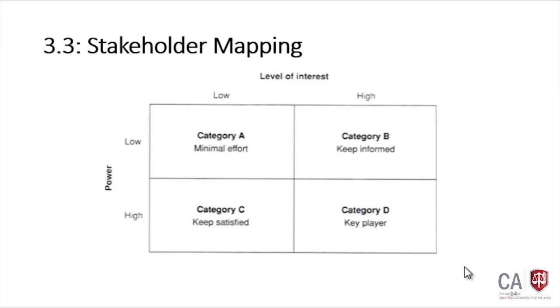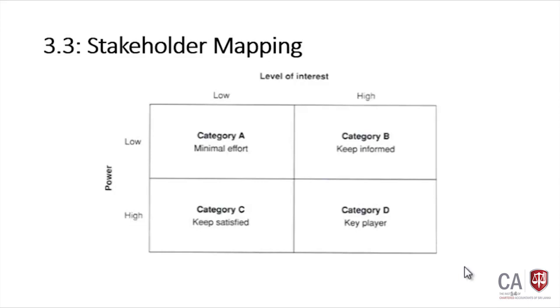Then look at category C, their level of interest is very low, but their power is high. What is an example? For example, government ownership in a government company. If you look at a government company, government power is high but their level of interest is very low. I am talking about small government organizations. The Indian government is not much interested in their activities.